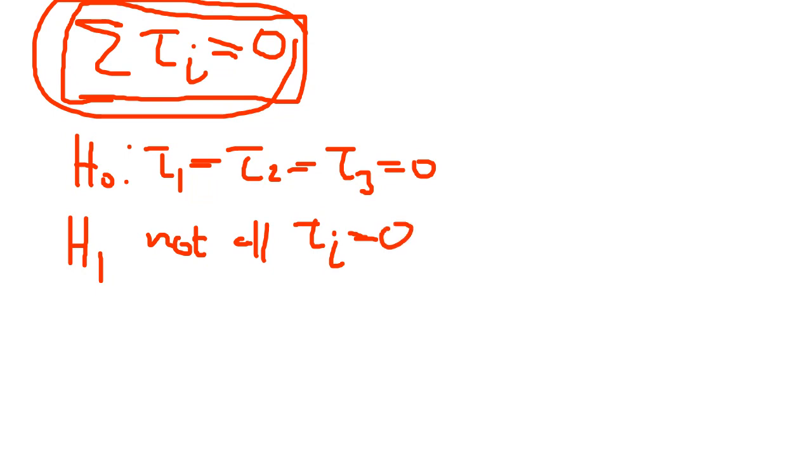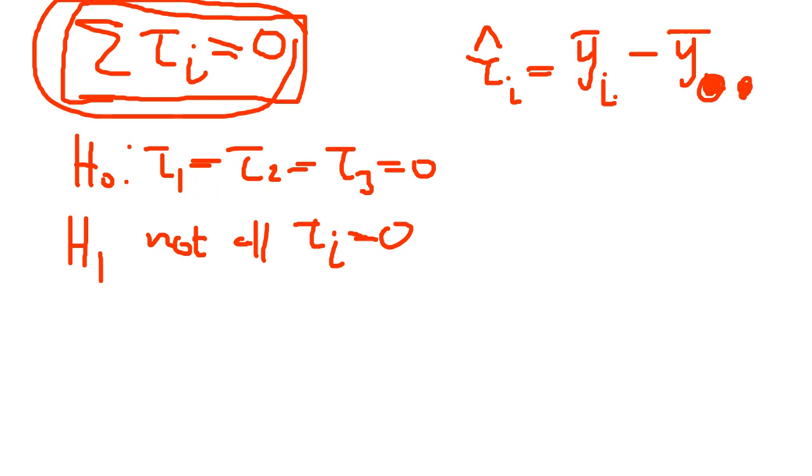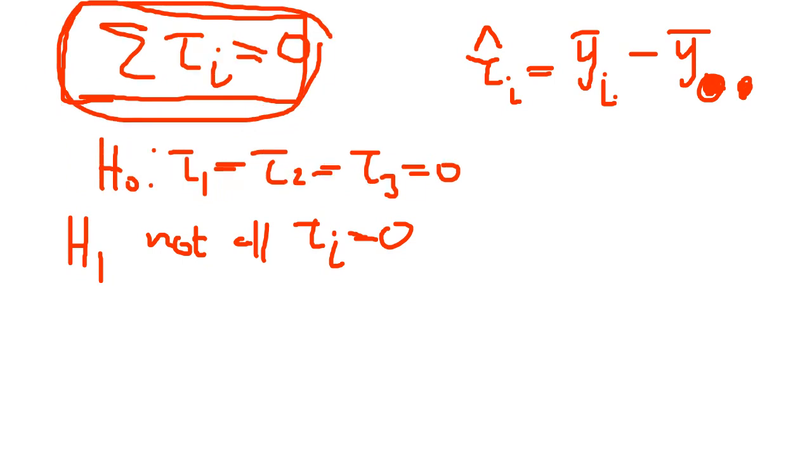So based on this hypothesis, if I ask you to estimate the tau i's, the formula is given by Y i dot bar, the mean for each treatment, minus Y dot dot bar. You know these notations, guys. This one is the mean for each treatment.